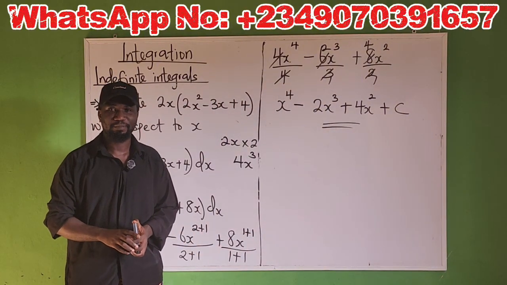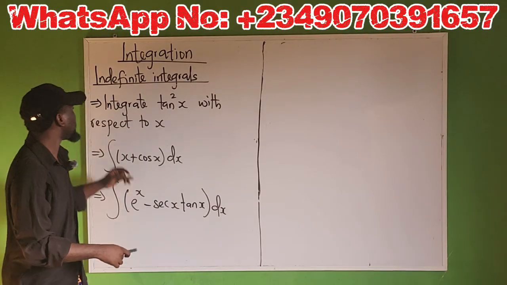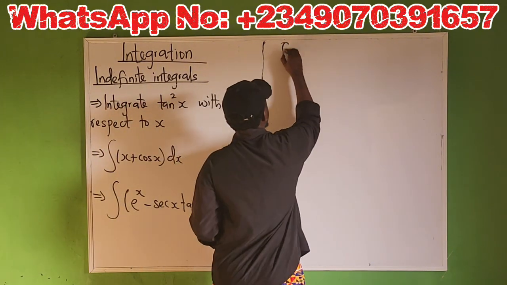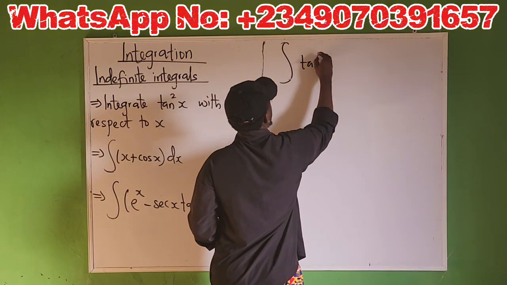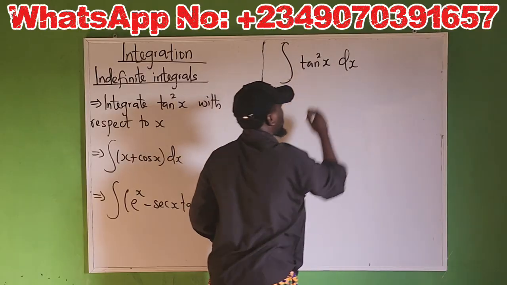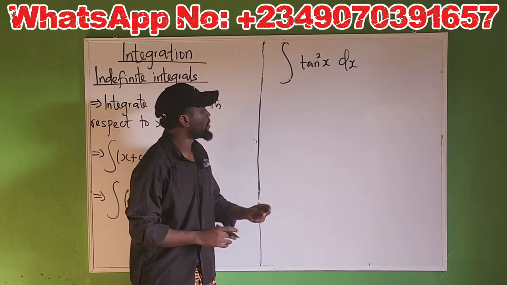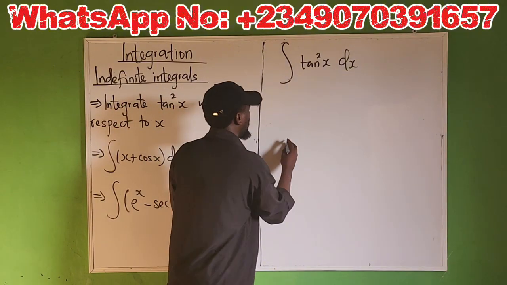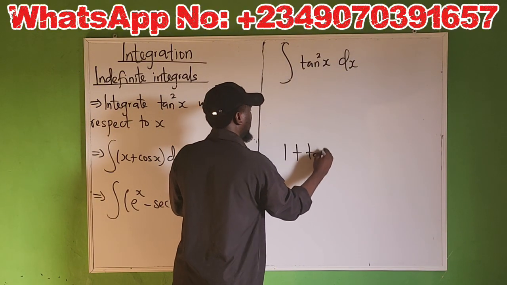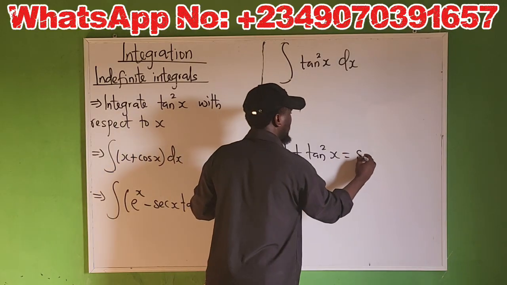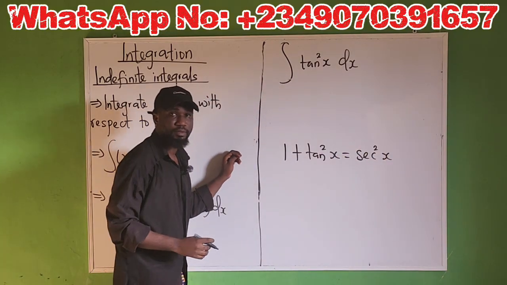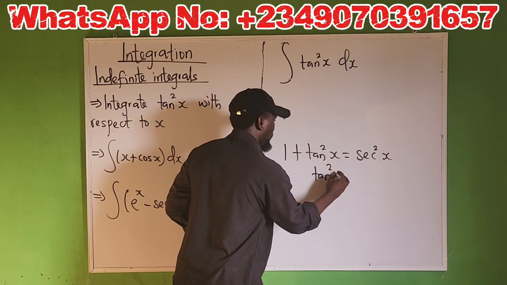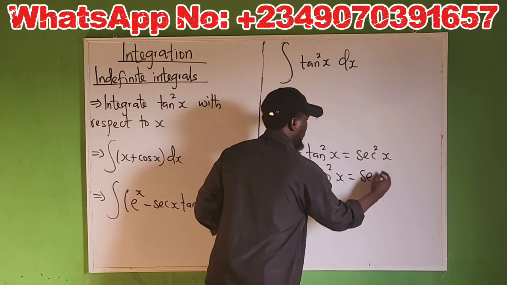Do you understand? So the next question says, integrate tan square x with respect to x. So for us to get this done, remember from trigonometry ratio that 1 plus tan square x is going to give us sec square x. So now I need tan square x. So tan square x will give us sec square x.